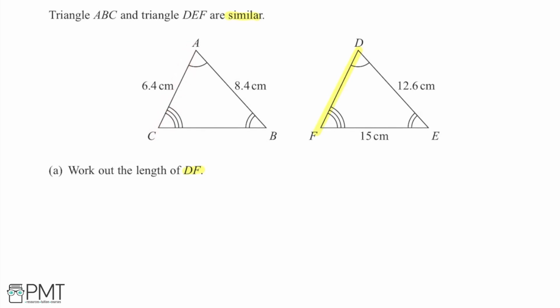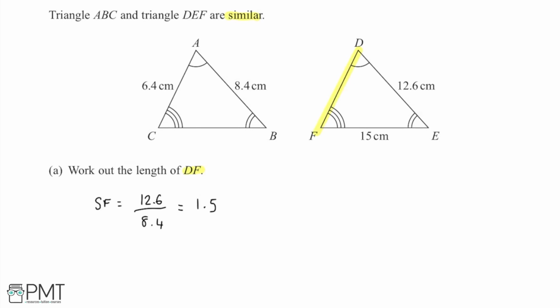So if I have a look at my shapes, the length AB and DE are effectively in the same position relative to the angles that are the same, so we can work out the scale factor between these two. And I can work out that scale factor by taking the larger one, so the second one of 12.6 in this case, dividing that by 8.4, and that gives me an answer of 1.5. So 8.4 multiplied by 1.5 gives me this value of 12.6 centimetres for the length of DE.